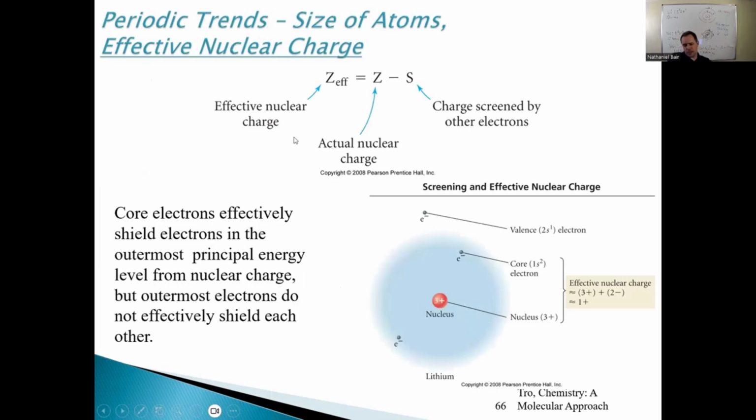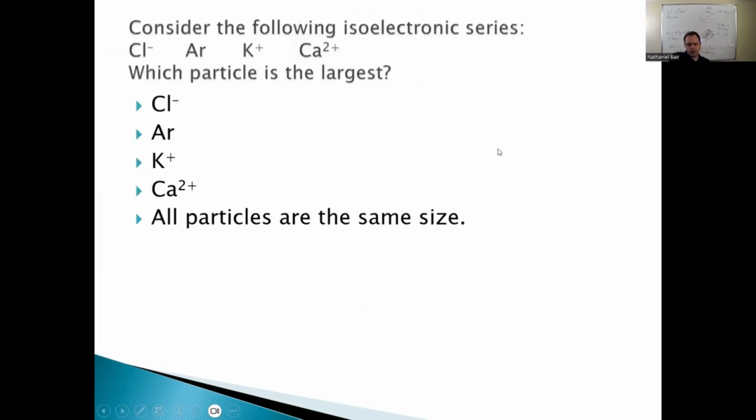Effective nuclear charge, we just talked about that. Shielding, all that jazz. Hopefully you guys are cool with that.